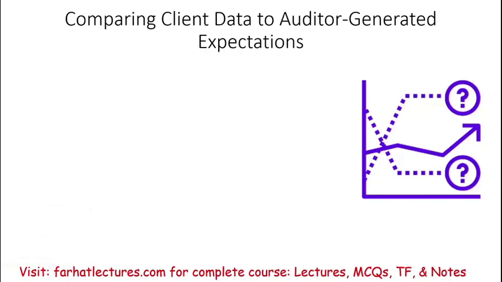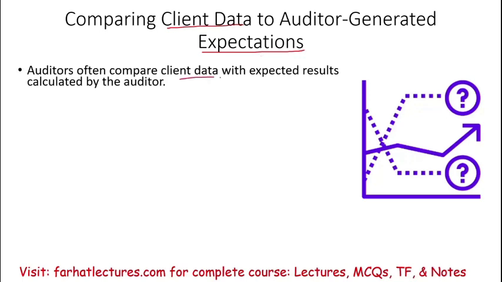What else can we do? We can compare the client data to our expectation. We are experts. As CPAs, we know what to expect. We know how to forecast. We know how to project. And we can take a look at their data and say, this is what we expect. Then look to see how far they are from our expectation. Auditors often compare client data with expected results calculated by the auditors. We are the best analysts, right?